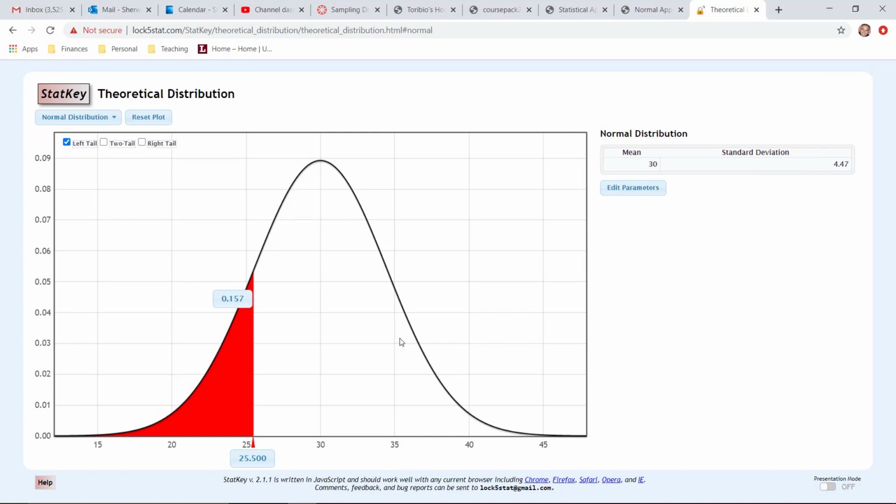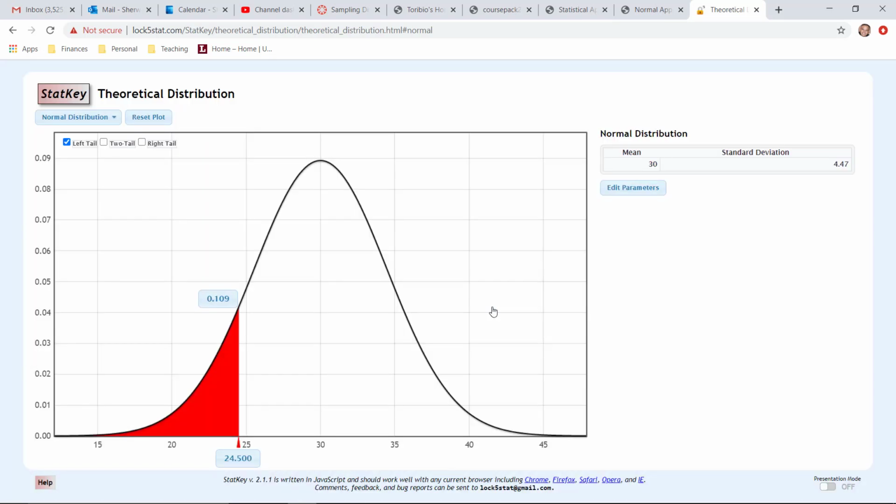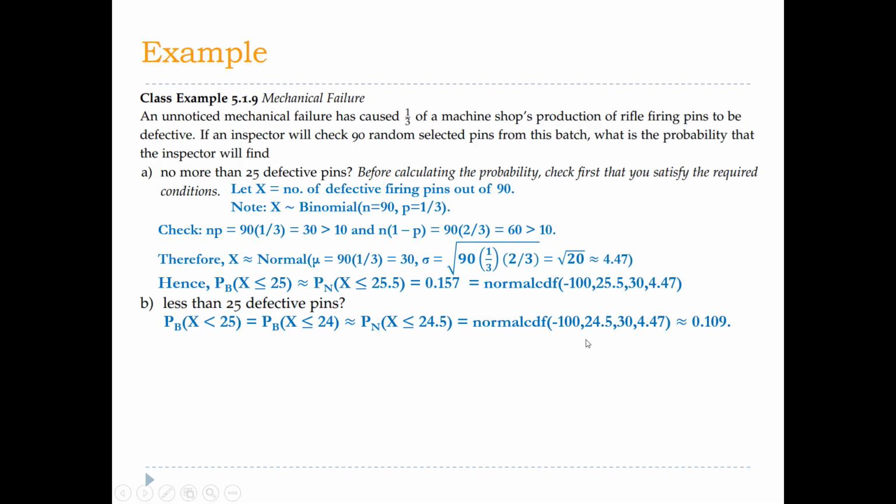So we can go back to StatKey and just change that to 24.5. And we get the value of 0.109. That's how I got it. Or you can again use the calculator if you like. Now, if you use the exact binomial probability, you will get a value of 0.108. Not very far from our approximation.